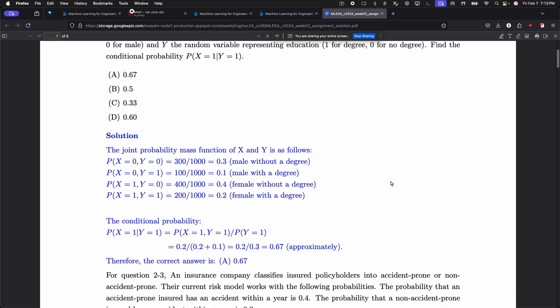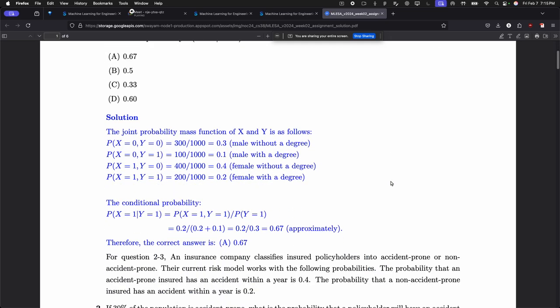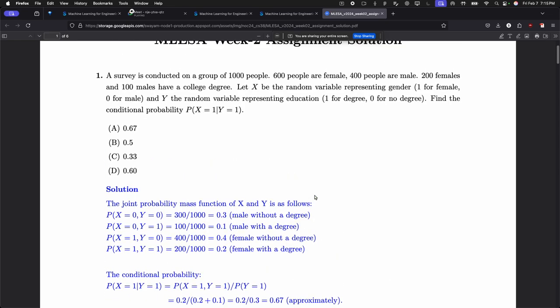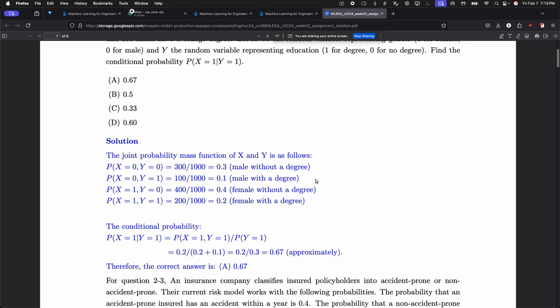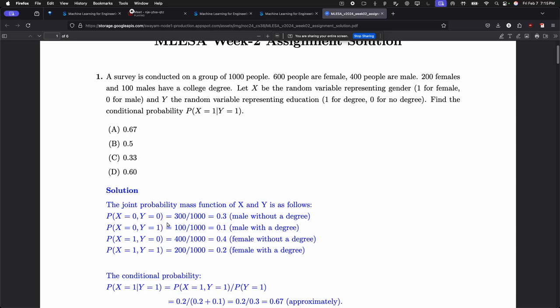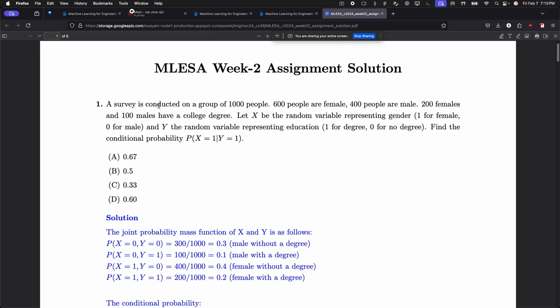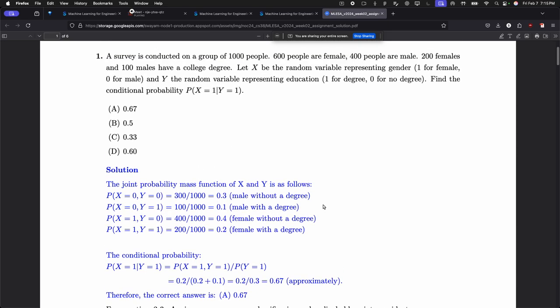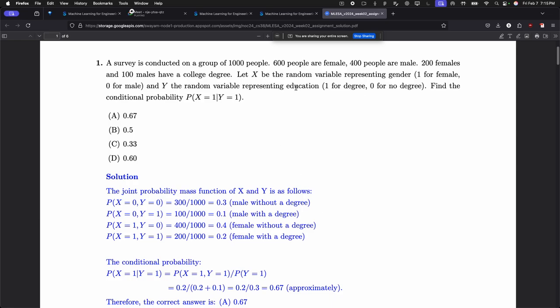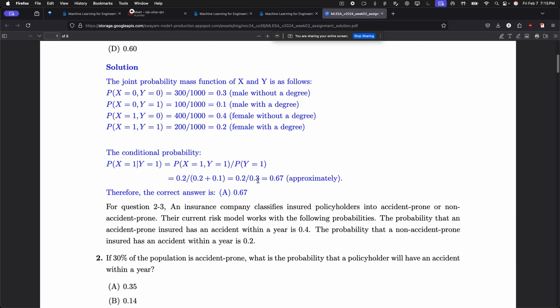How many females are there? 600 out of 1,000. Sorry, just a second. Okay, females with a degree, there are 200. Now, how many people have a degree? 300 people have a degree, so this means 0.3. Out of this, females with a degree are 0.2, so this gives you 0.67.